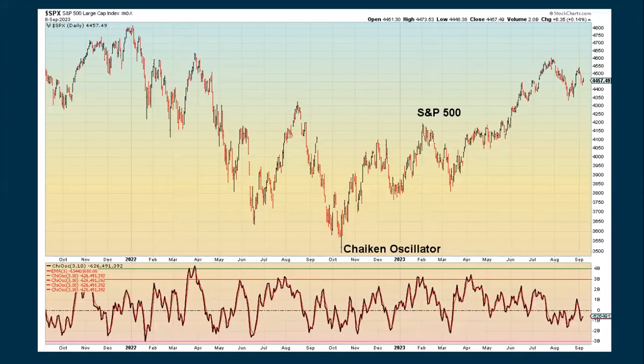Okay, then the Chaikin oscillator works like any other oscillator. When we're below zero, that means negative. Above zero, that means we're positive. We look for extreme positive or negative readings. We're showing some improvement here, but we're still below zero.